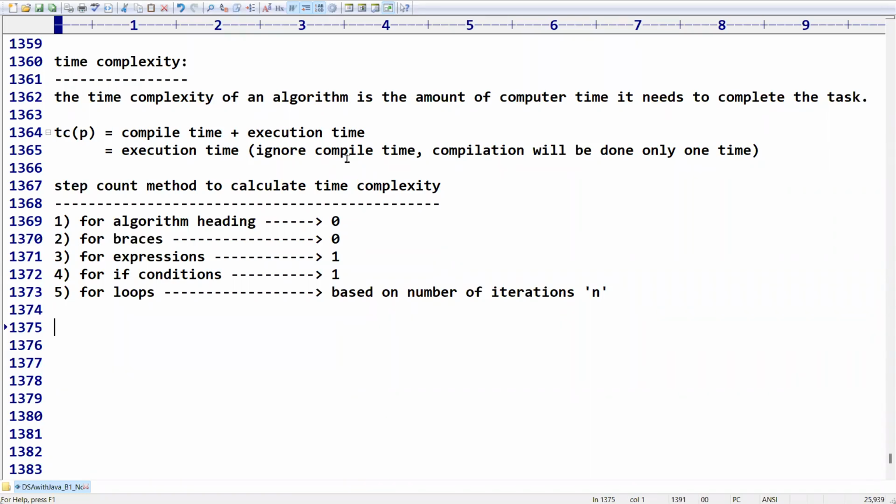Please confirm, is the theory part of this time complexity concept clear for everyone? Yes, I request every student to please respond. Clear up to this, friends?